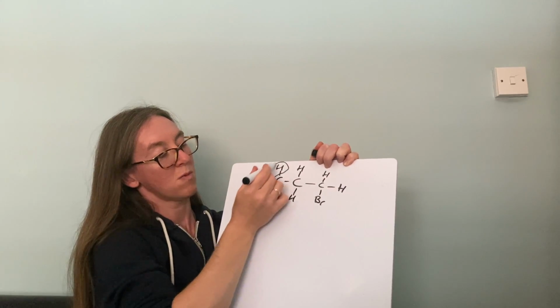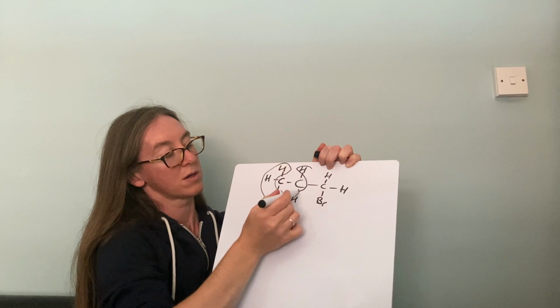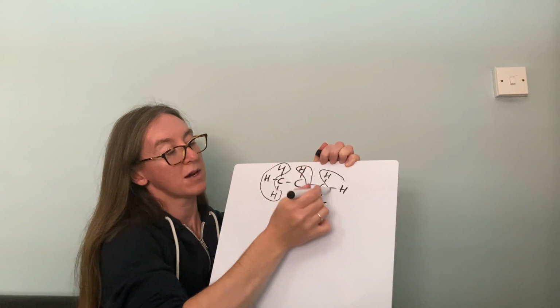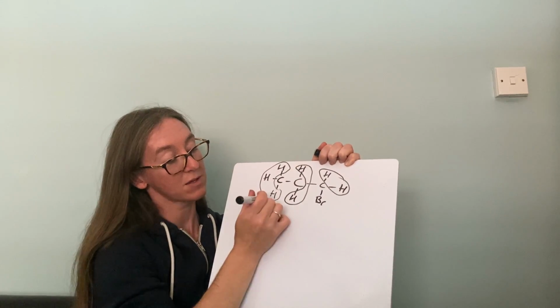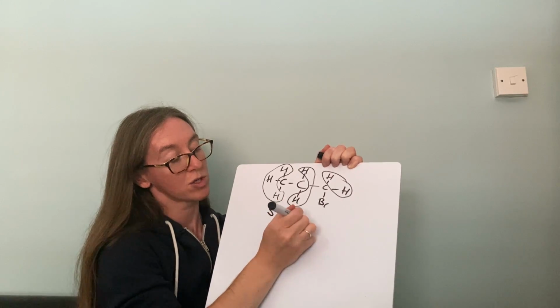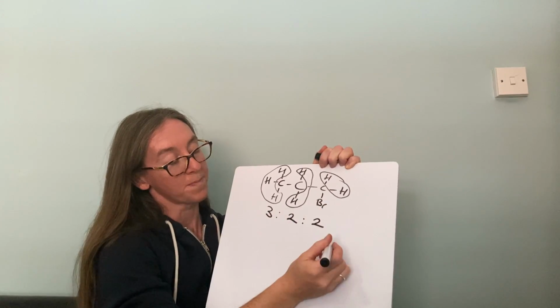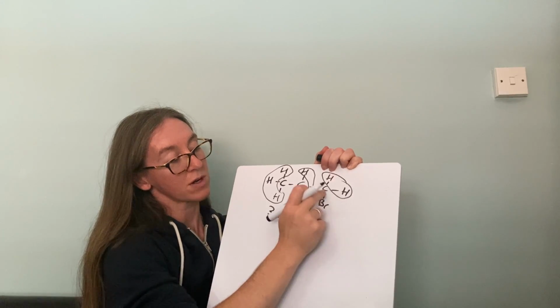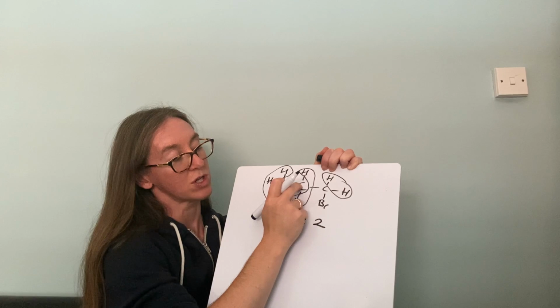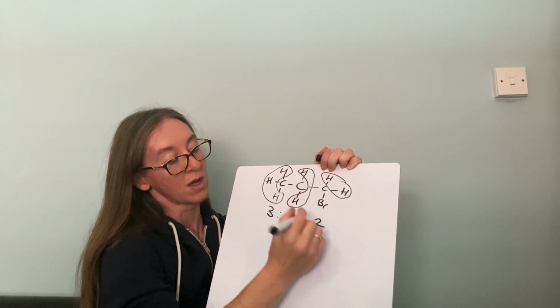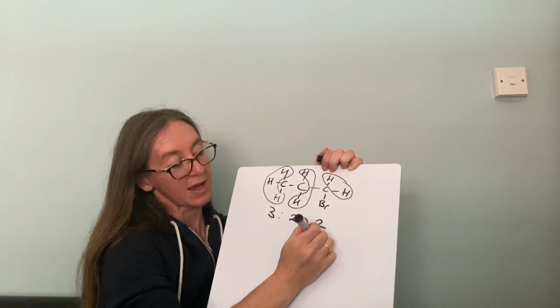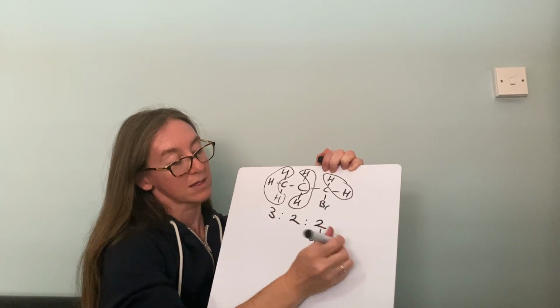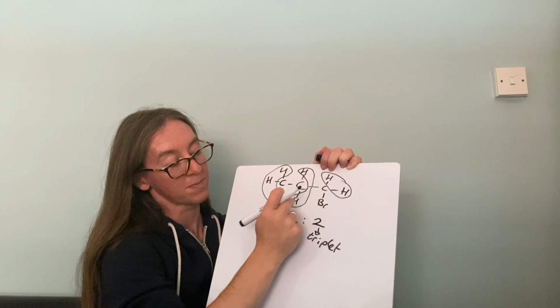Again, 1, 2, 3 hydrogen environments, therefore 3 peaks. The ratio of 3 to 2 to 2. If I start here, these 2 hydrogens are on a carbon which is next door to a CH2. Therefore, this would be a triplet. It's coupled to a CH2.